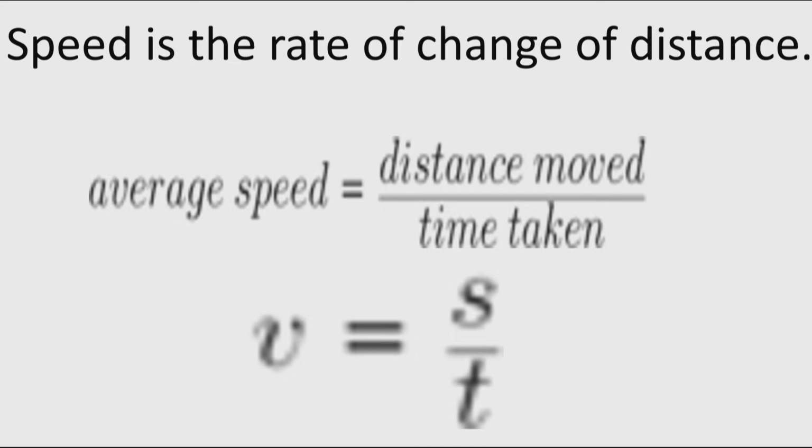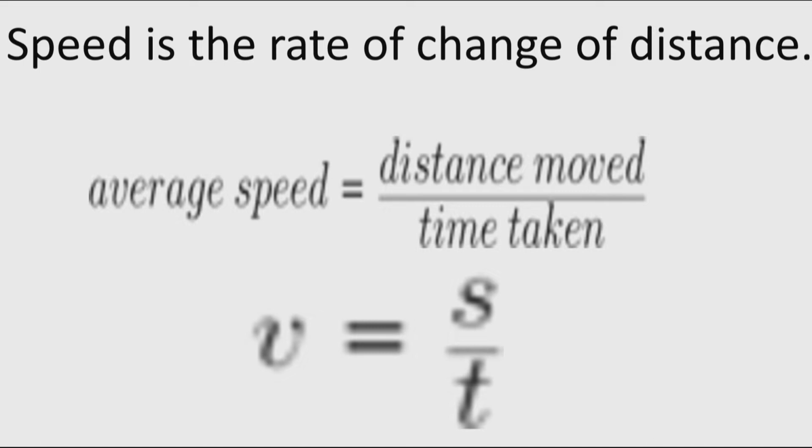And what is speed? Remember, you have to be able to define speed. So speed is a rate of change of distance. Whenever we say rate, it means that something is being divided by time. And rate of change of distance, mathematically, you have to write it: distance divided by time, and the symbol we use is v = s/t.